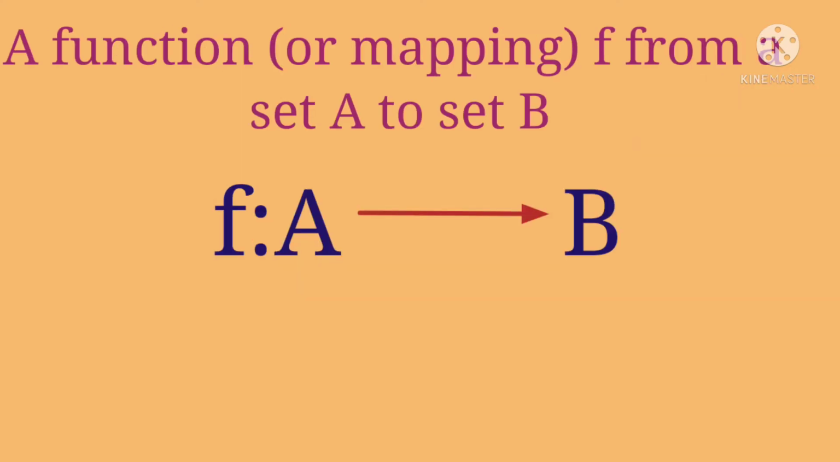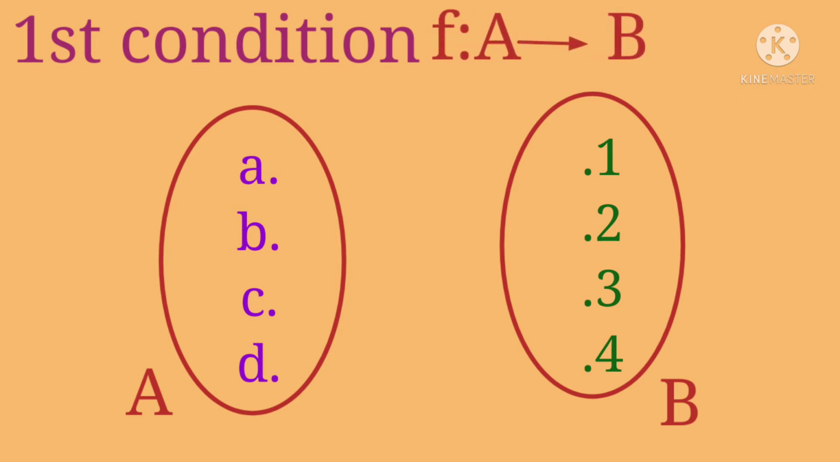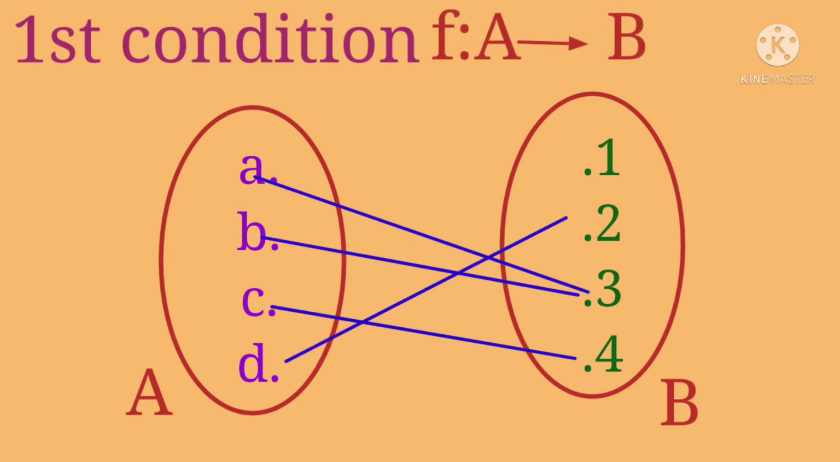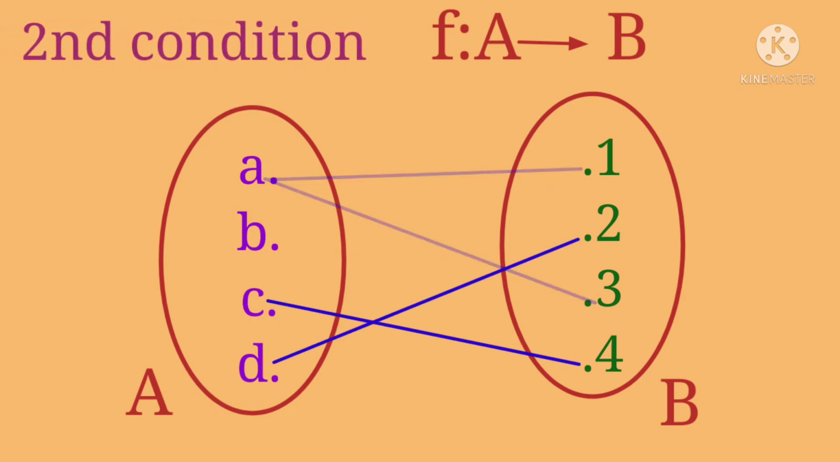A function is a relation between a set of inputs and outputs, in which each input is related to exactly one output. Condition: let A and B be any two non-empty sets. A mapping from A to B will be a function only when every element in set A has one and only one image in set B. The second condition is that no element of A is related to more than one element of B.